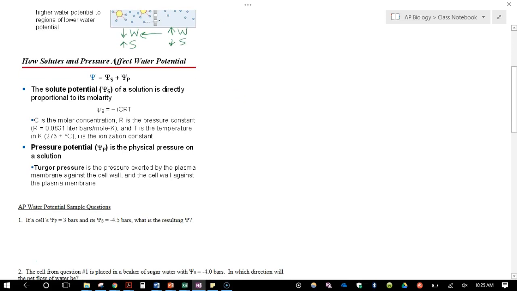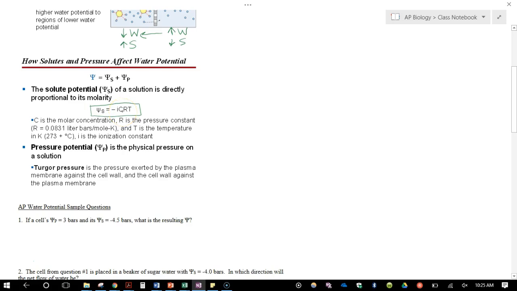We use the equation psi equals solute potential plus pressure potential. Okay, so how much solute? And then we can use this little equation to calculate solute potential as well: negative i, so the ionization constant. So how many ions are we forming? With something like salt, that would be 2 because you form sodium and chloride. With something like glucose, it would be 1. We don't really deal with anything that forms 3, so it's either 1 or 2.